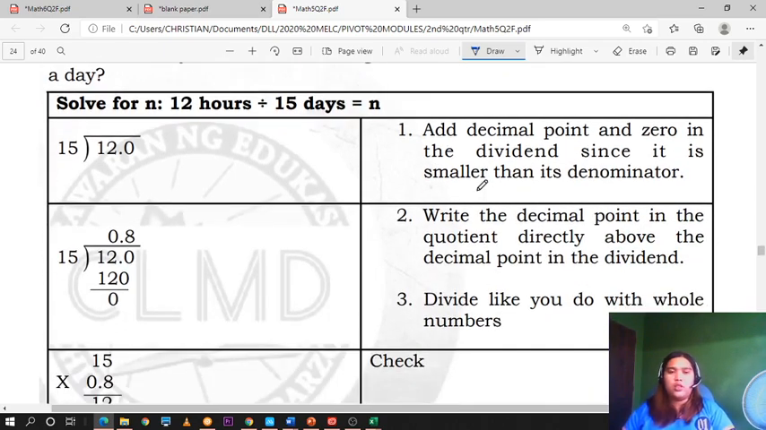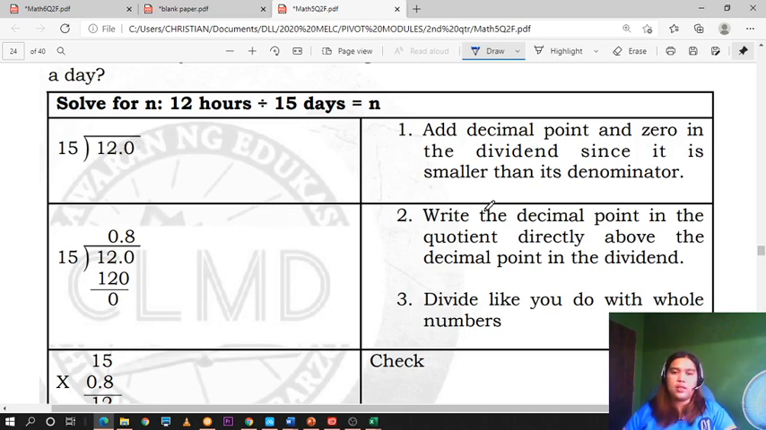So, tulad dito, sa step natin, ang una daw is add the decimal point and 0 in the dividend since it is smaller than its denominator. So, kung mapapansin nyo, maliit ang 12. Mas maliit ang 12 kaysa sa 15, kaya hindi natin siya madidivide. So, kapag ganon, mag-a-add tayo ng decimal point and 0.